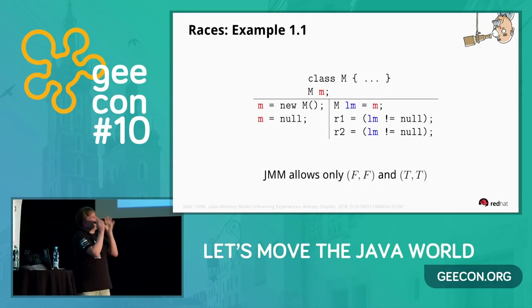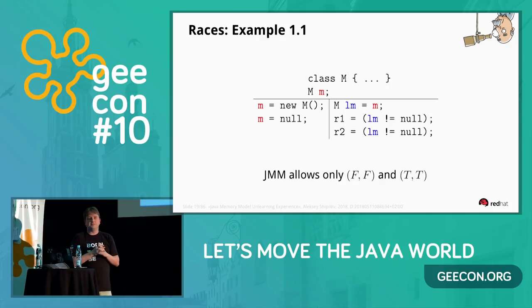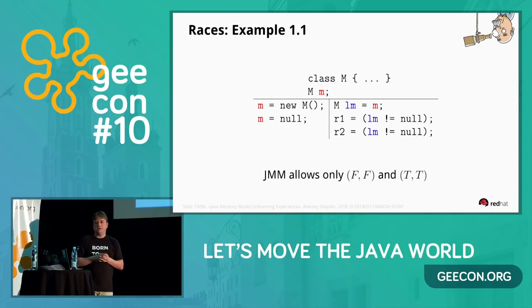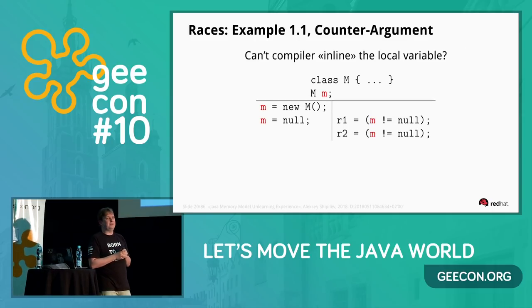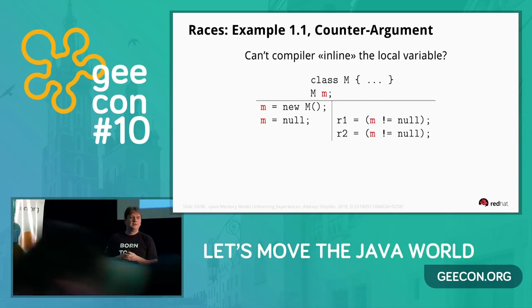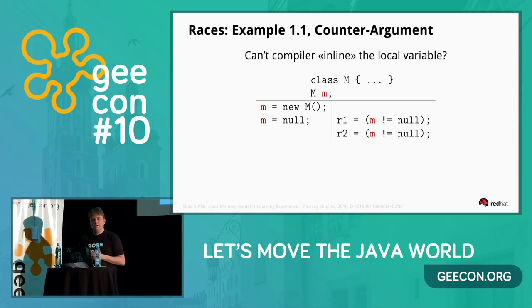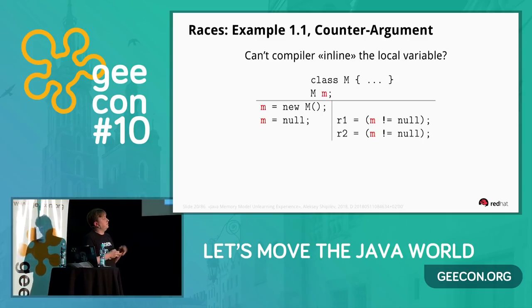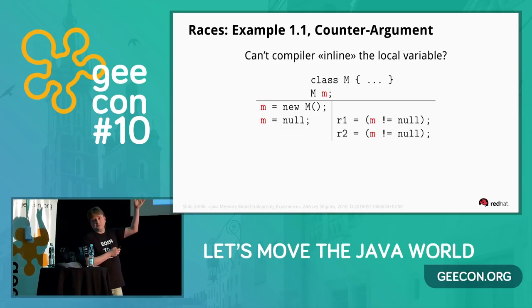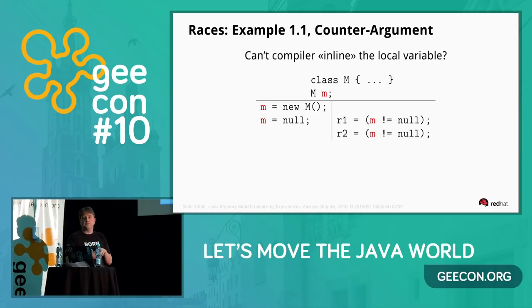But if you look at this, and if you learn from all the great talks about compiler optimizations, you say, hey, there's a counter-argument. Why can't the compiler inline this local variable? If there was a local variable, why bother? Why don't we just read it twice there? So the interesting result is whether we can have something else from R1 and R2, not just true-true or false-false.